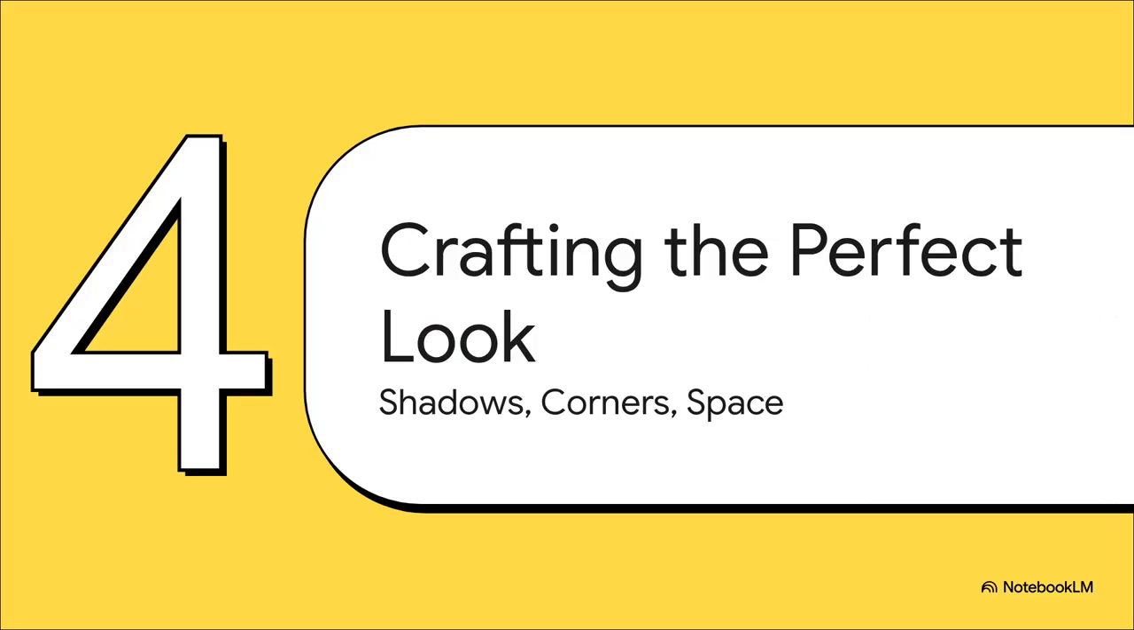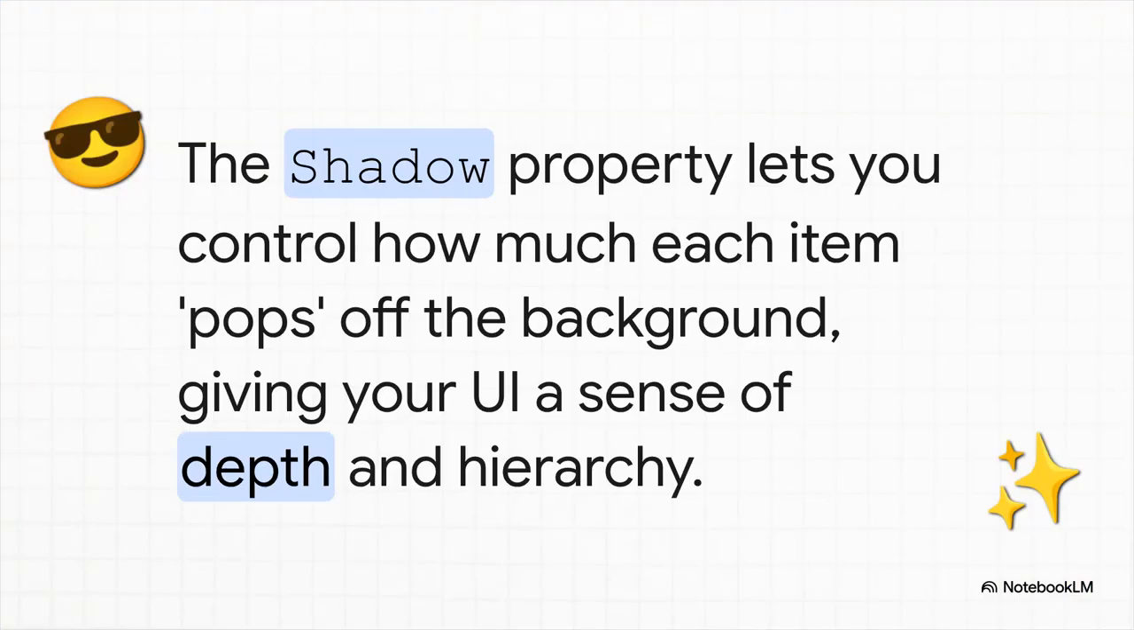Okay, so we've got the behavior sorted out. Now let's move on to the fun stuff, the aesthetics. B4XDaisy gives you this really fine-grained control over the look and feel, which means you can perfectly match your accordion to your app's design. First up is elevation, and you control that with the shadow property. This is what lets you decide how much each item pops off the background. It gives your whole UI this tangible sense of depth and visual hierarchy.